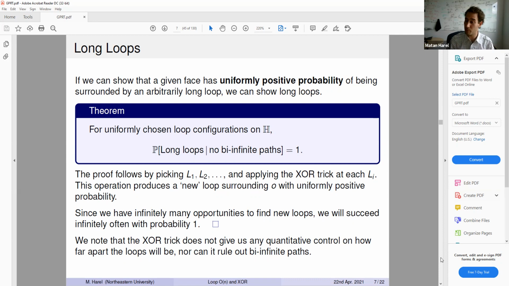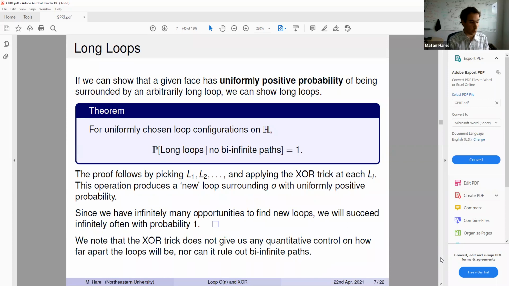It tells me that on any loop model whatsoever, if I have a loop model where the probability of surrounding a face with an arbitrarily large loop is bounded below by 1/2 or any other number that's independent of everything else, then there are long loops.